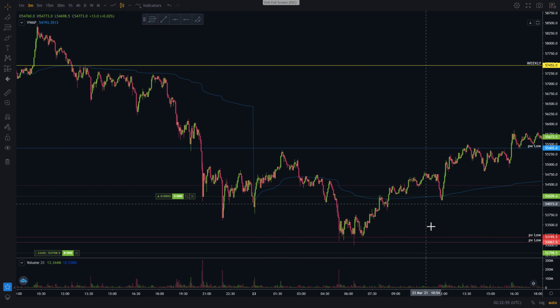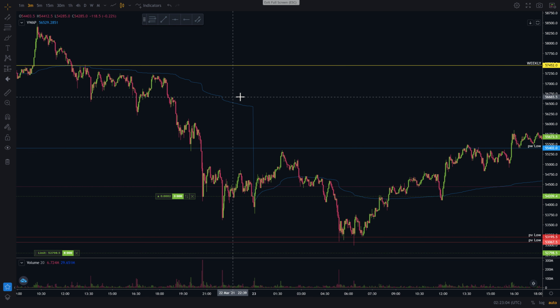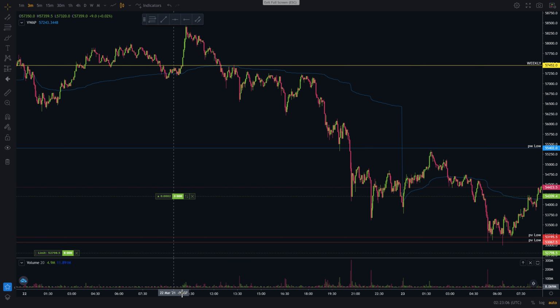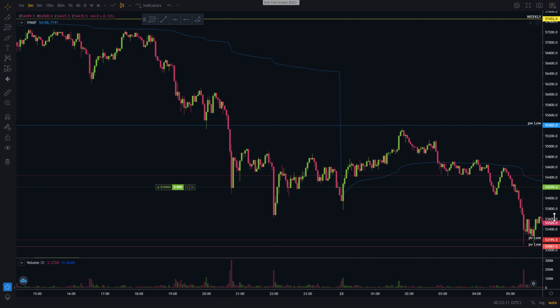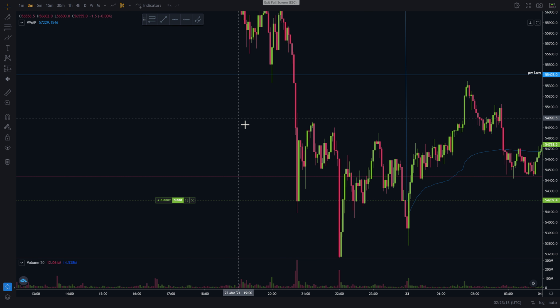You just need to monitor this, because you can see the average volume of 3-minute candles is like 30 million. Okay, you can see 30 million, that's the average volume. And now we are seeing the spike. This is the 3-minute chart.